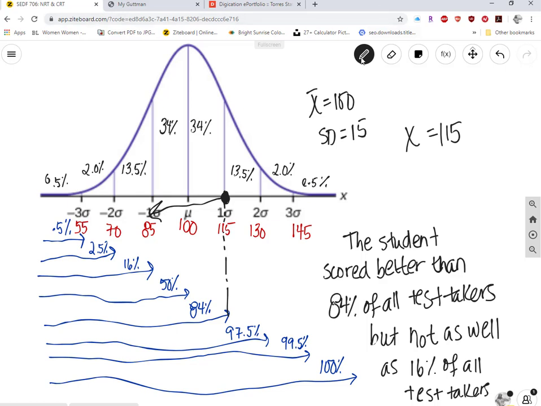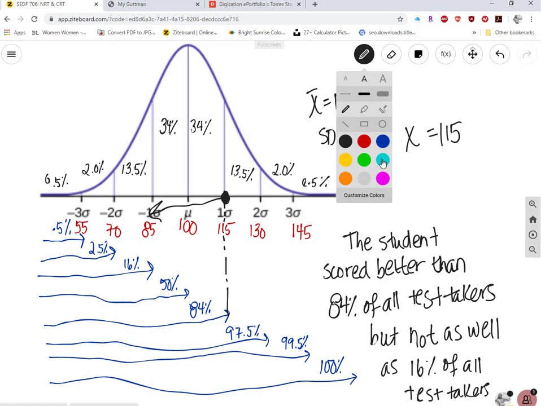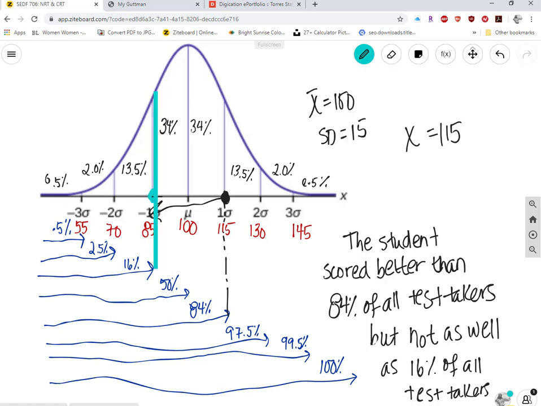If I had a student, and this time I will put the student in blue, on this turquoise color, let's just say you had a student that scored an 85. They're here. So the opposite is true for this student. They scored better than approximately 16% of all test takers, but not as well as 84%. So the student in blue scored better than 16% of test takers, but not as well as 84%.